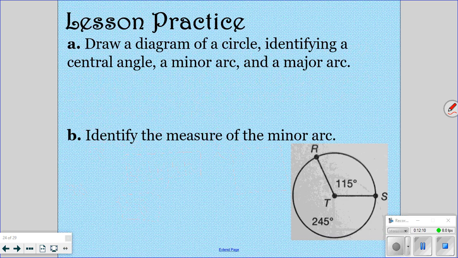All right, so y'all try these 2 practice problems. And then once y'all are finished, unpause the video and I'll go over them.